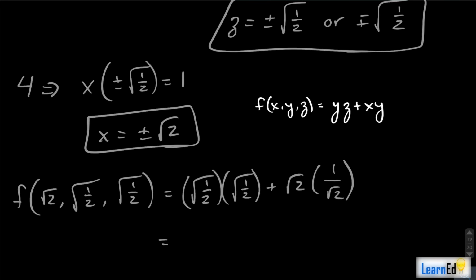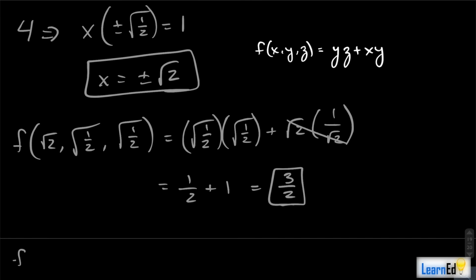And you can see easily that the rad 2's cancel off here, and you end up with 1. So rad 1/2 times rad 1/2 is 1/2. Then you have plus 1, so you get 3 halves here. So next is going to be rad 2, rad 1/2, and then we'll do when z is negative. So we'll write it. I need to be more consistent with the notation. So let's just do like that.